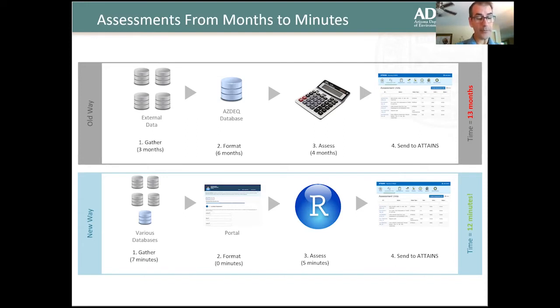We had a broken tool that a contractor developed for us that took another 4 months of data wrangling to produce our assessment files and the 800-page report that we would then send off to EPA. EPA's database that houses all the different assessment decisions is called ATTAINS. So overall, we're looking at 13 months of time to do one assessment.